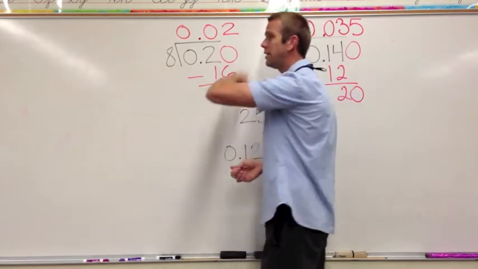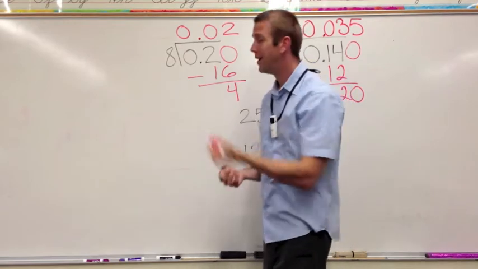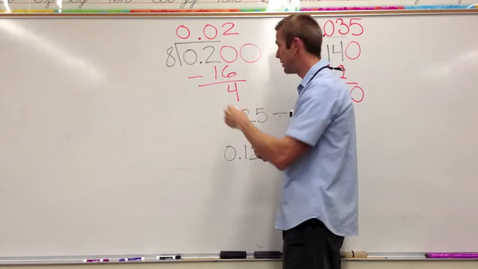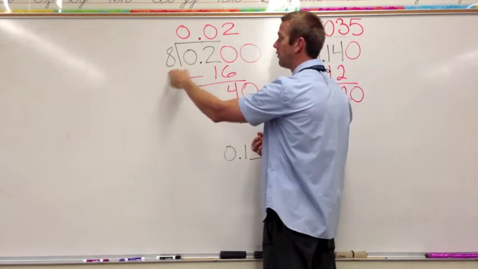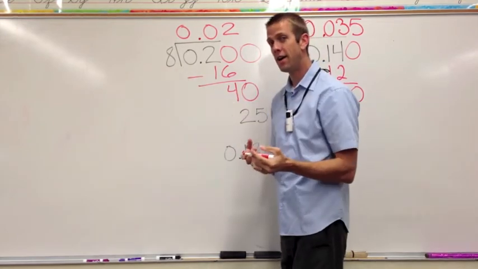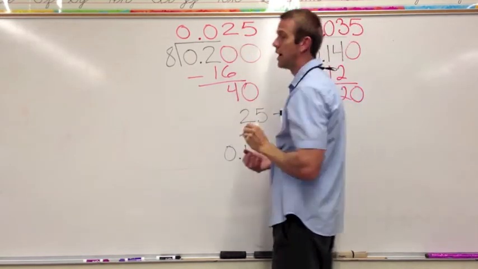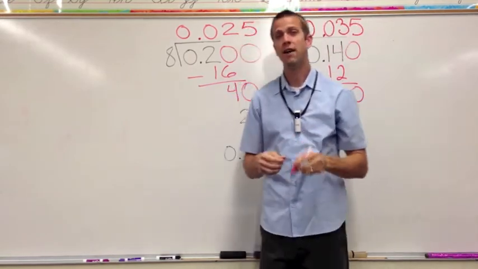Can 8 go into 4? No. Let's pretend another 0 was there. And you drop the 0 down. 8 goes into 40, 5 times, perfectly. Therefore, I am done. So my answer is 25 thousandths.